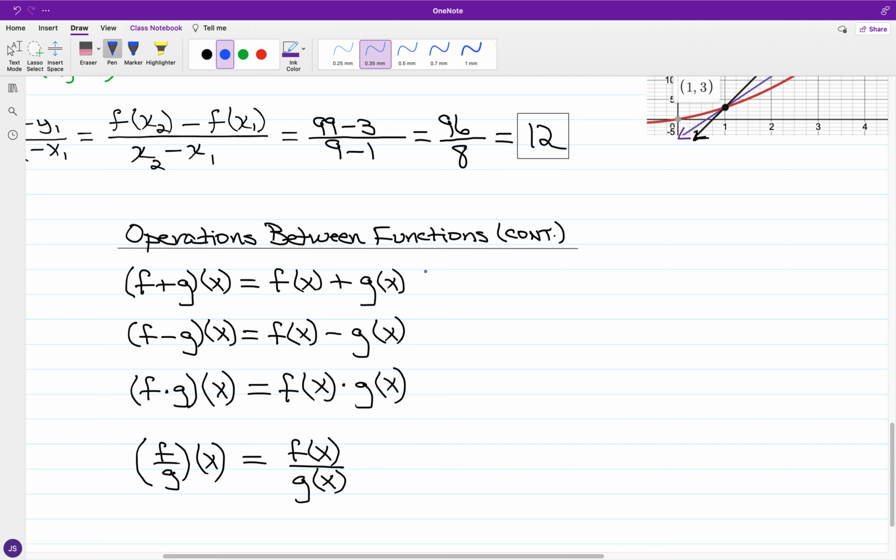For the sum, difference, and product functions, all of these are going to have the same domain. The domain will be formed by combining the restrictions, if any, that are placed upon the functions involved, those functions being f of x and g of x. Now for the quotient function, it could have the same domain, but it could possibly have a different domain.